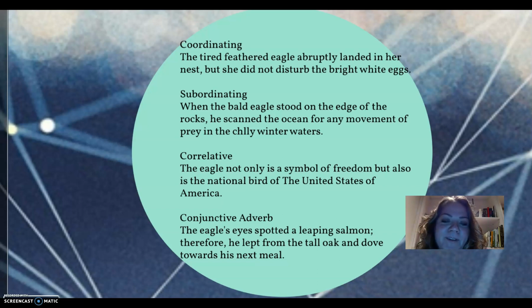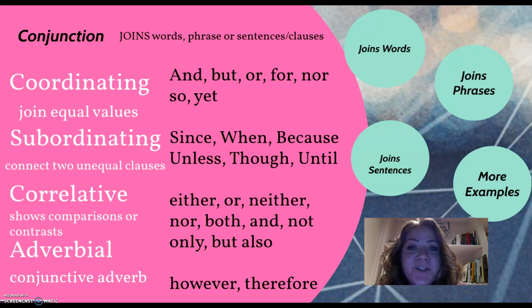And the last one, my favorite, the conjunctive adverb. The eagle's eyes spotted a leaping salmon. Semicolon, therefore, comma, he leapt from the tall oak and dove towards his next meal, period. So I have two independent clauses. I'm joining them with a semicolon and a conjunctive adverb, and I make sure I don't leave off my comma after that adverb. So that's it for conjunctions.